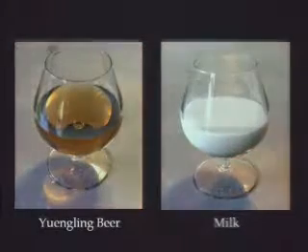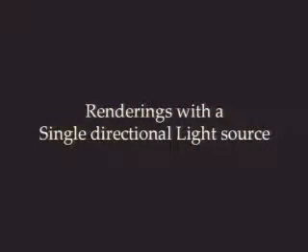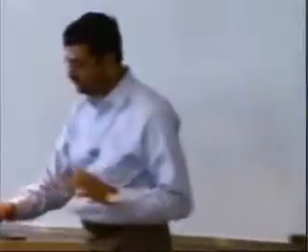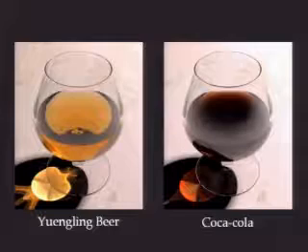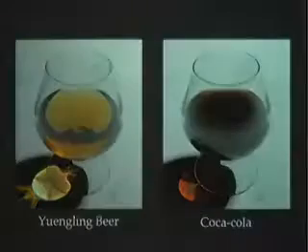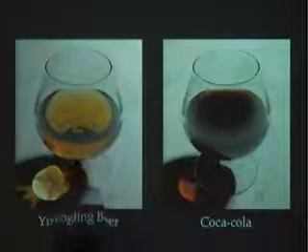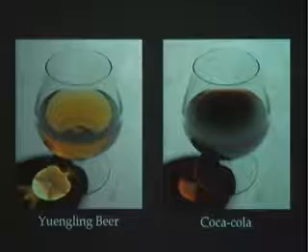Now, just to show you these colors a little bit better, I'm going to render them in an artificial environment where you have a single, very strong light source. And just focus your attention on the caustics. So here you have the beer. You can see this bright orangish caustic. And you have a different kind of caustic for Coca-Cola. So, depending on the absorption properties.